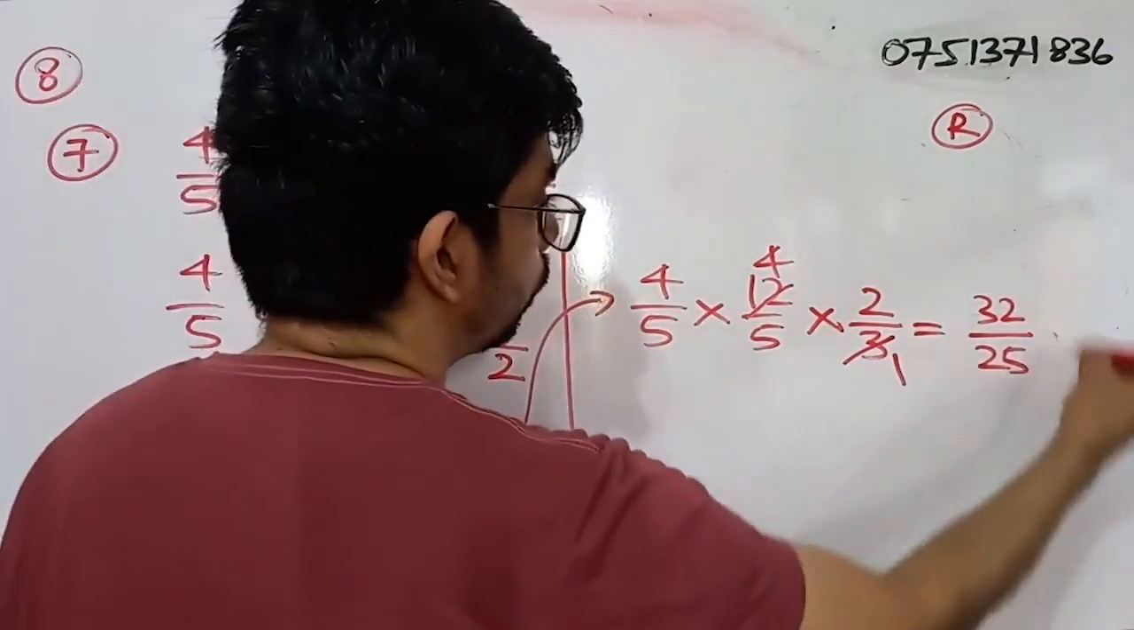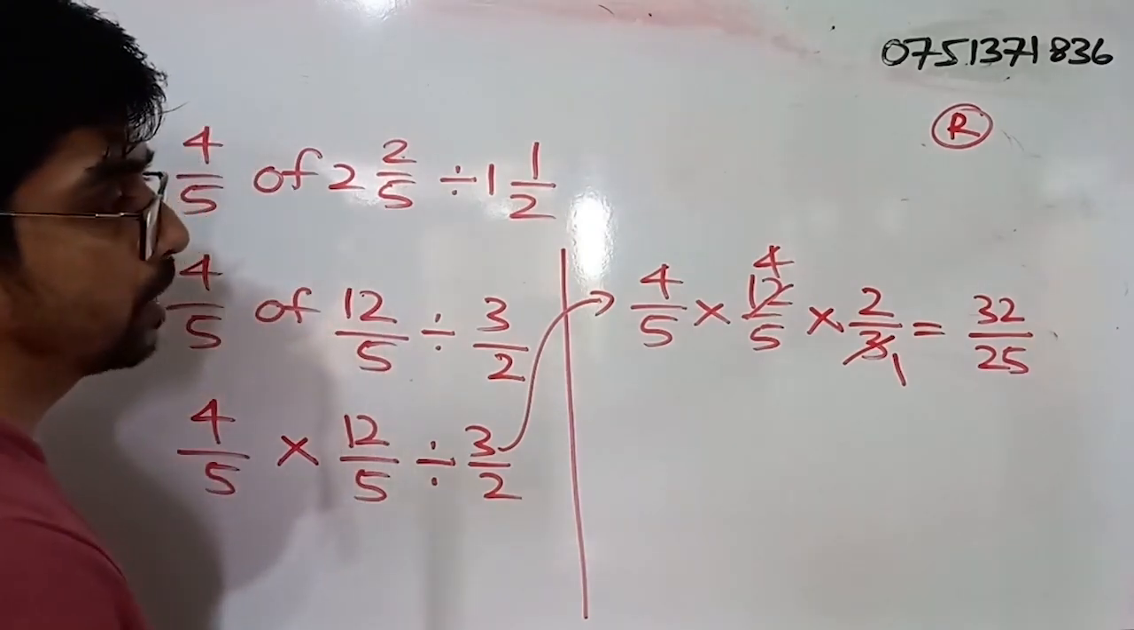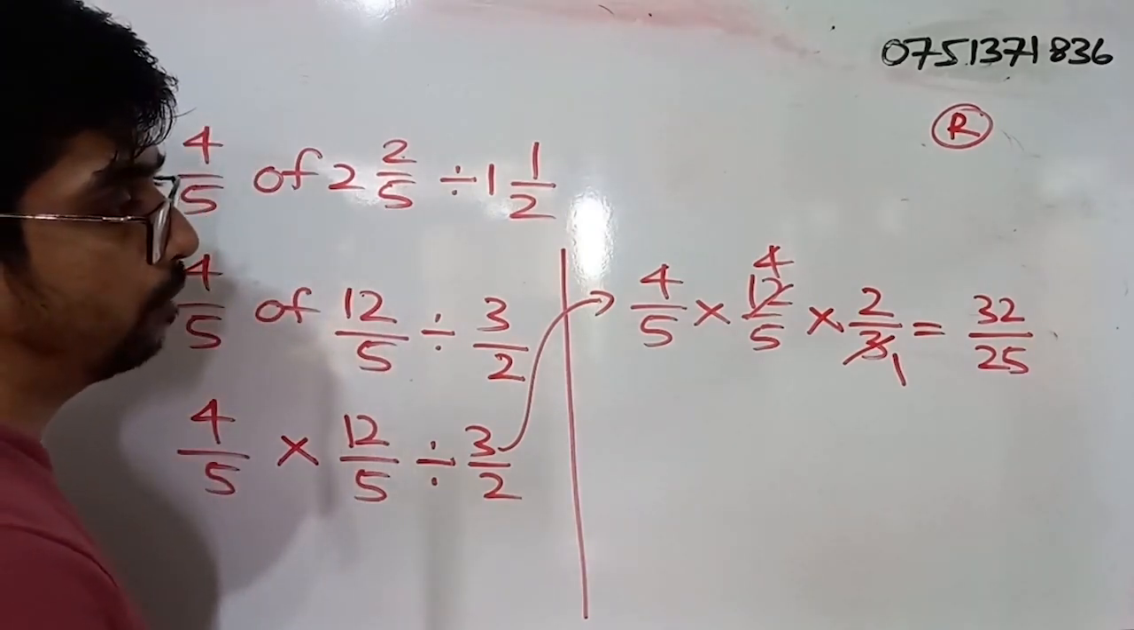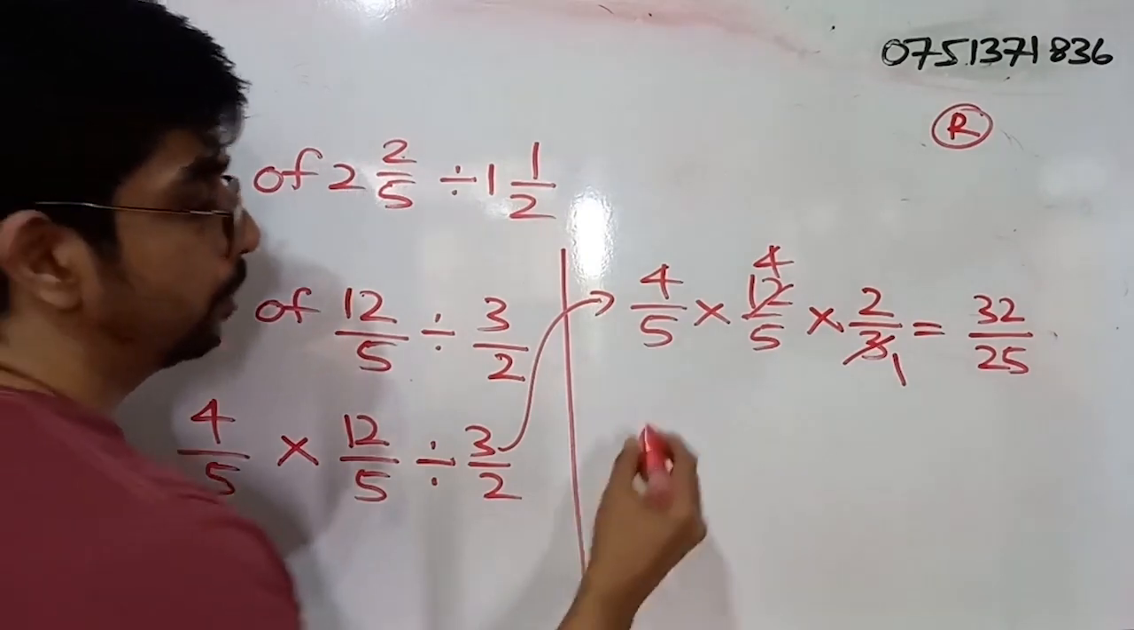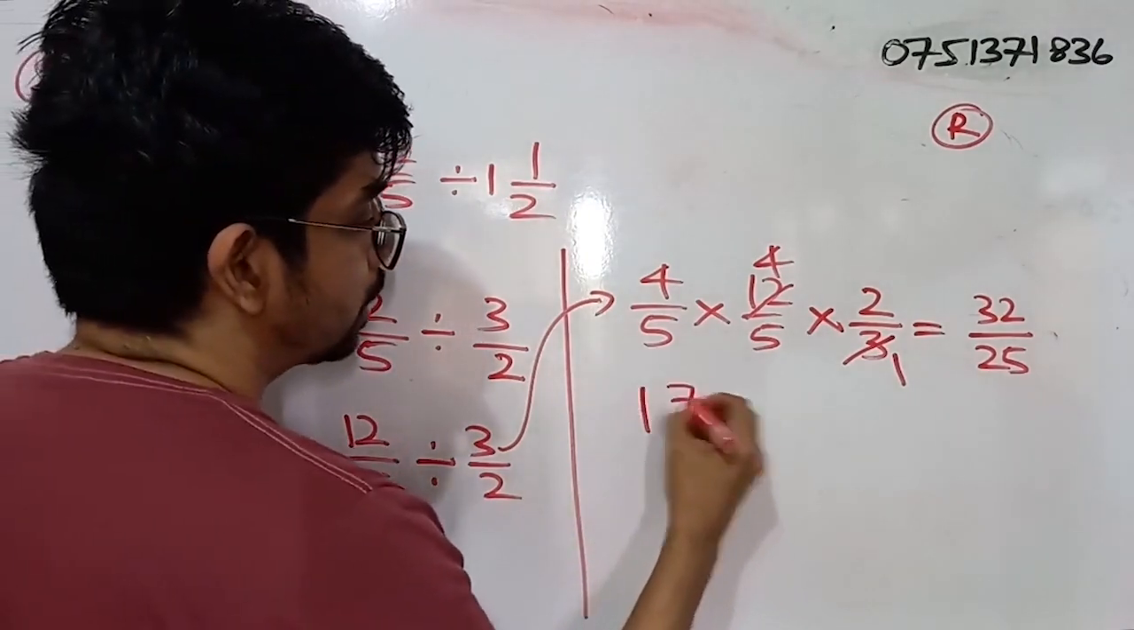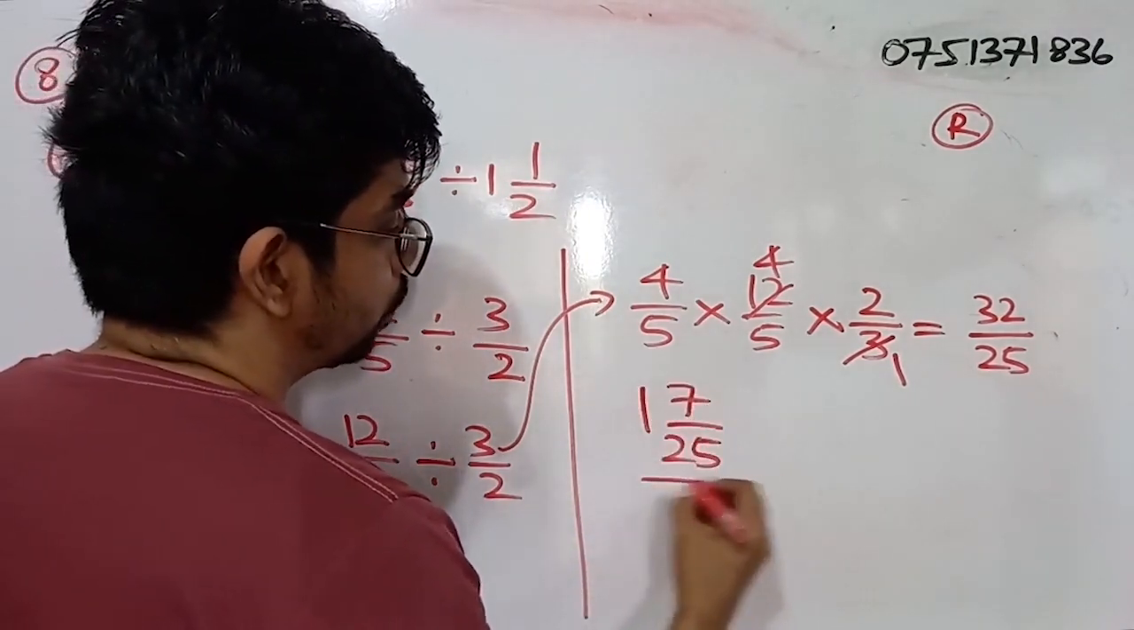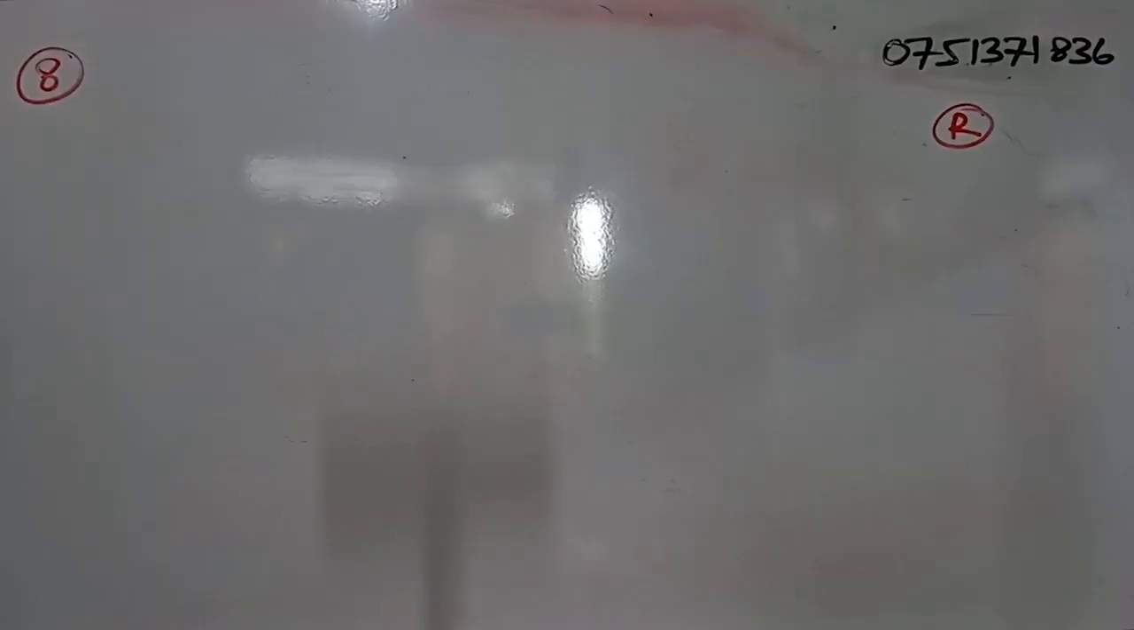So now we have to simplify 32 by 25 into what? Into a mixed number. So it will be 1 and 7 by 25. So that is the answer. Right.